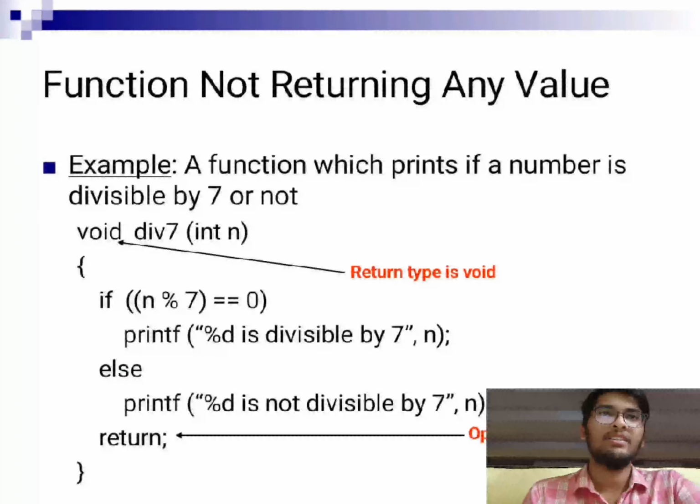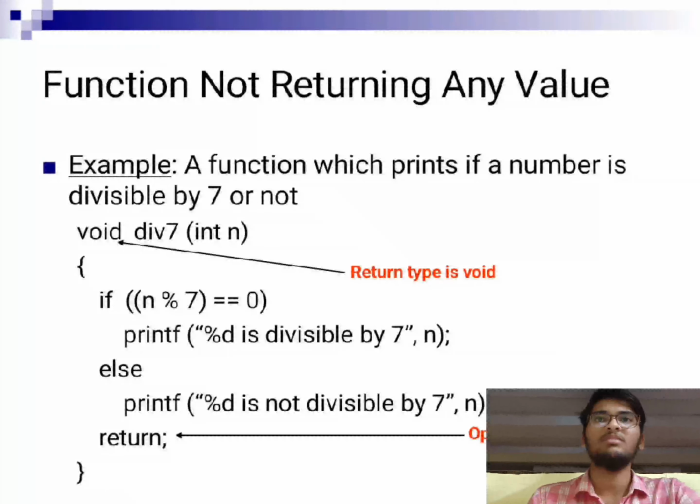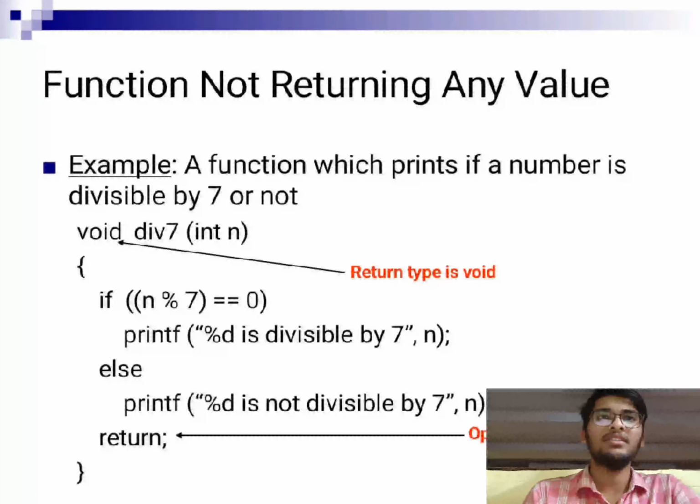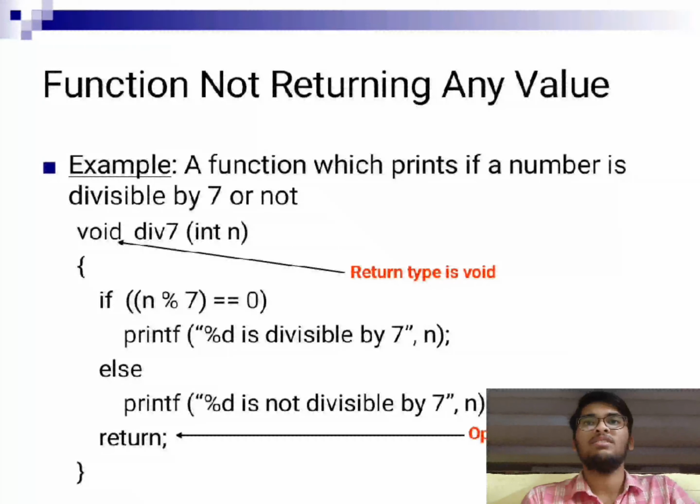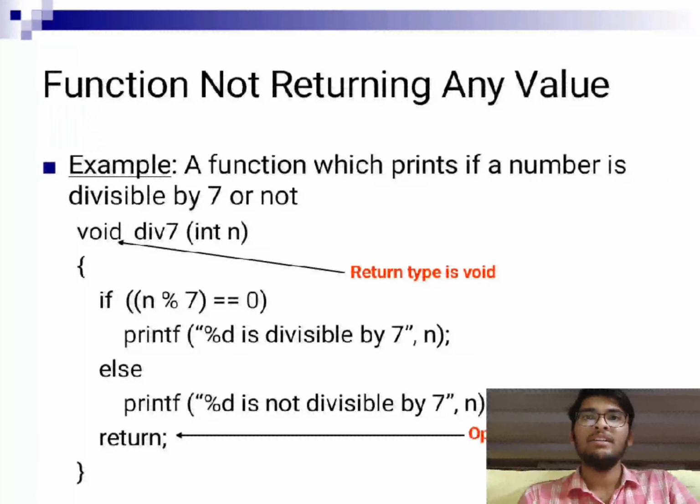Now, a function not returning any value. Previously, we discussed returning a value. Now, a function not returning any value. Example, a function which prints whether a number is divisible by 7 or not. Let us see a simple code. Void divide7 means void is the return type. Here we are not returning any value, so we use void. Divide7 is the function name, and int n is the parameter.